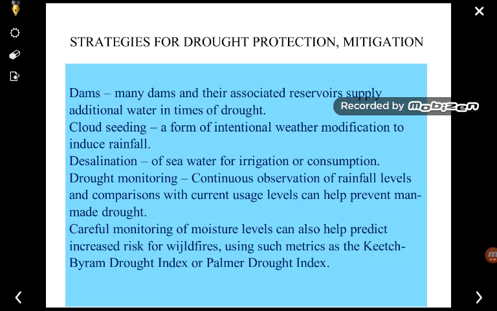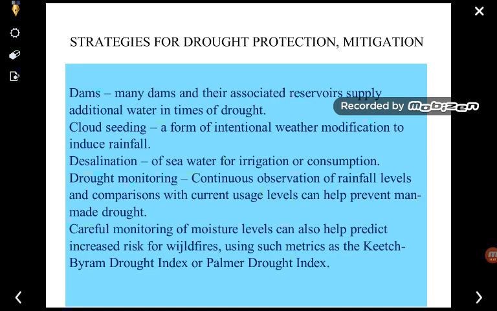Now coming up to the strategies for drought protection या फिर mitigation. What are the different types of mitigation measures, preventive measures? So we have to either make use of dams. So many dams and their associated reservoirs supply additional water in this time of drought. ड्रॉट के टाइम में डैम्स क्या करती है, थ्रू द डैम्स वी कैन मेक द सप्लाई ऑफ इरिगेशन और मेक इट एज अ रिजर्वॉयर, और ये रिजर्वॉयर के पानी यूटिलाइज करना चाहिए.